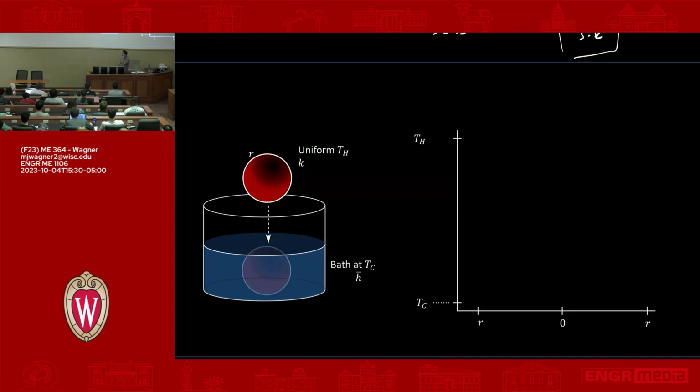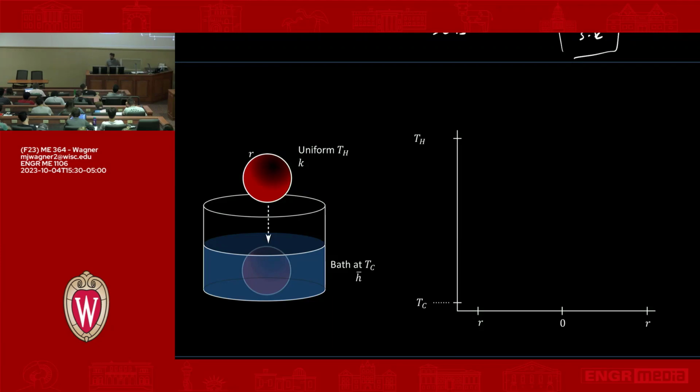So I mentioned this sphere. Let's imagine that we have a hot sphere, and we decide to drop this hot sphere into a quenching bath. It starts off at TH, this uniform temperature. It's been sitting in some oven. We take it out and put it in this bath at TC. Our job now is to anticipate, just conceptually, what the temperature profile is going to look like inside the sphere. And let's imagine that the bath is big enough that its temperature is not changing.